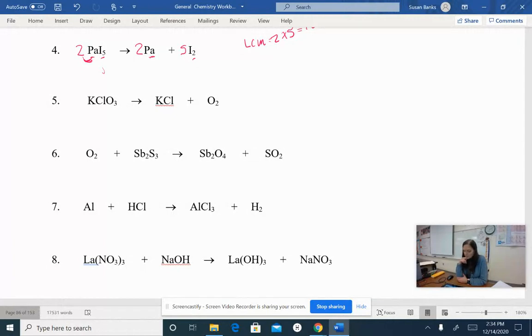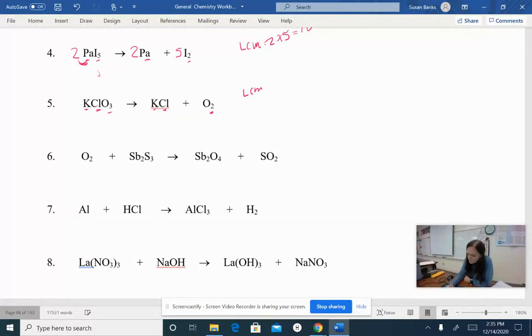You ready to check your answer? Okay, I've got 1 potassium, 1 potassium. I'm okay. I've got 1 chlorine, 1 chlorine. I've got 3 oxygens here, and I've got 2. How do I make 3 and 2 play nicely?